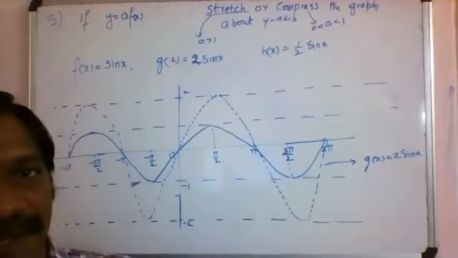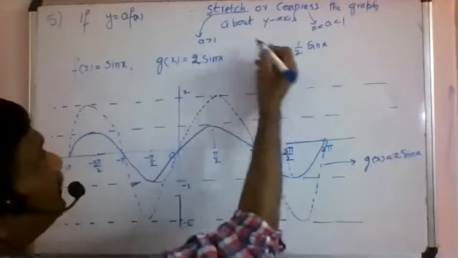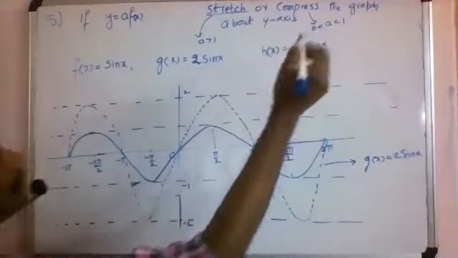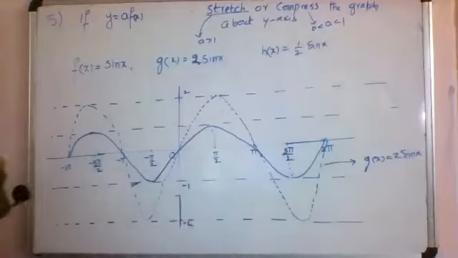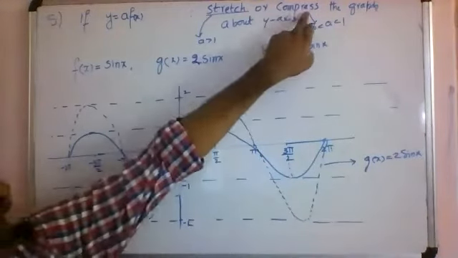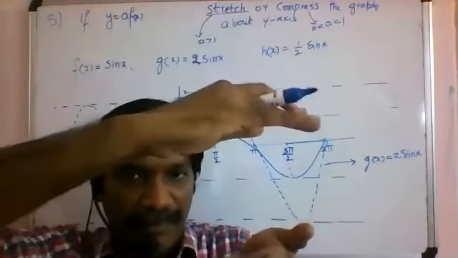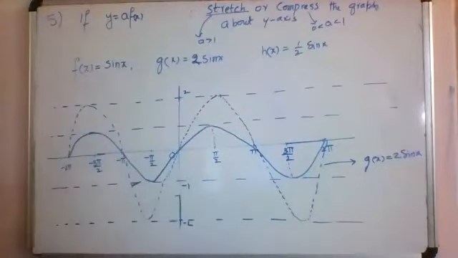I think it will take a little bit of time. When a value is between 0 and 1, like half, which is 0.5, it is lying in between 0 and 1 only. Then we have to compress the graph. We have to compress the maximum and minimum, like this, compression. Now look how we are going to draw that one.